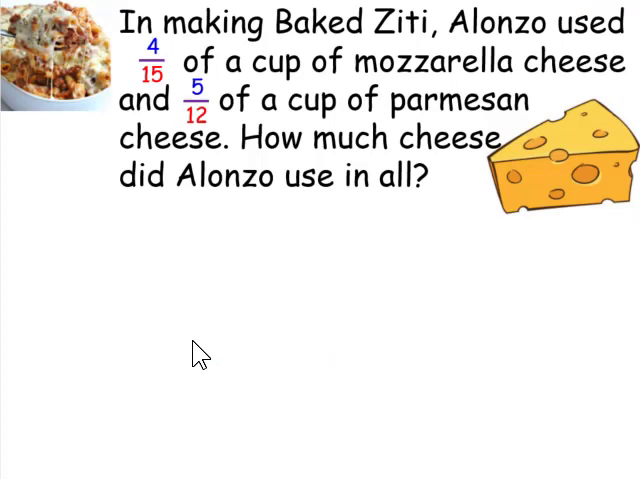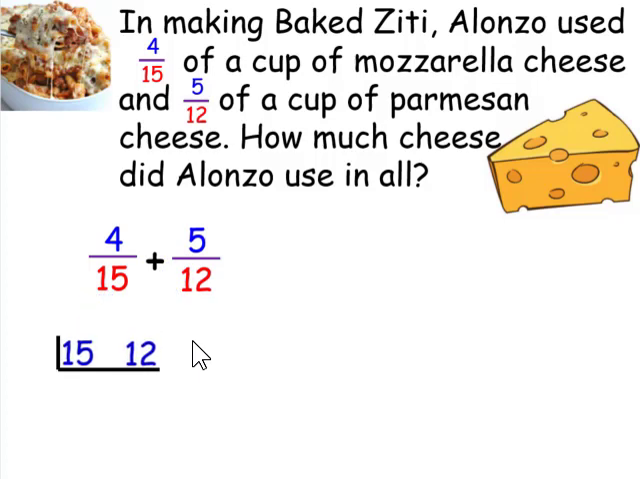In making baked ziti, Alonzo used 4/15 of a cup of mozzarella cheese and 5/12 of a cup of Parmesan cheese. How much cheese did Alonzo use in all? In this problem, we'll find the sum. 4/15 plus 5/12. We'll have to find the LCM of 15 and 12.